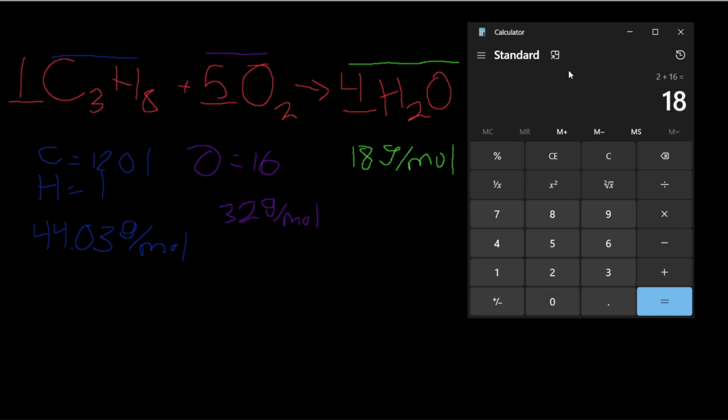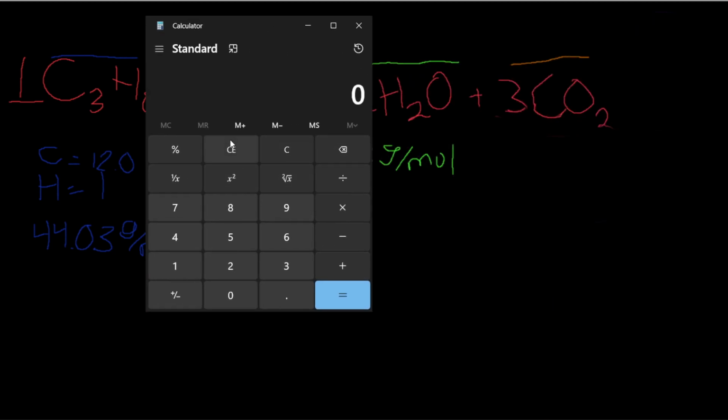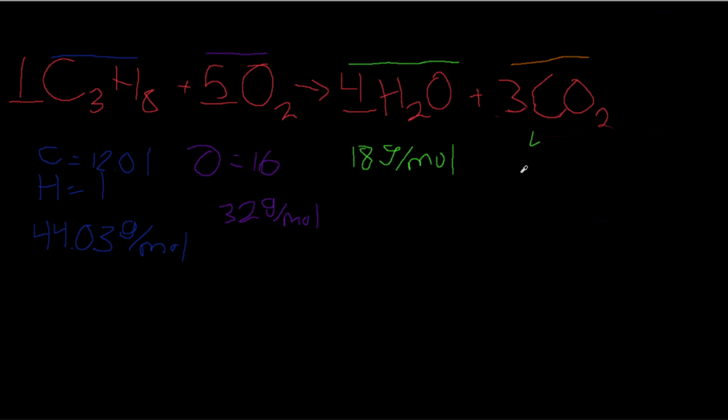And then we just do the same thing for the carbon dioxide at the end, which is 3 carbons. So not 3 carbons, I got distracted by that 3. 1 carbon, 12.01, plus 2 oxygens, so 32. 44.01 grams per mole. There we go. That is the very basics of stoichiometry.